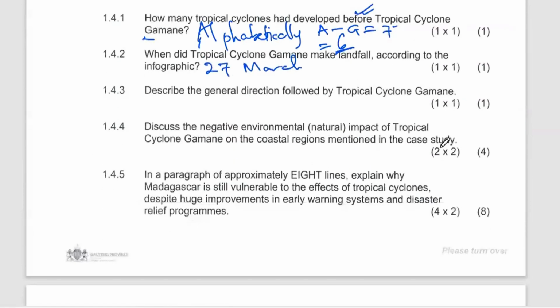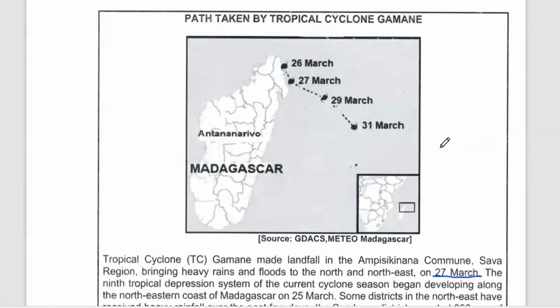Right. Describe the general direction followed by tropical cyclone Khamani. We want to go to the infographic and check on the general direction. We are seeing on 26 March, it was somewhere here. On the 27th, 29th, and on the 31st, it was going in that direction. So if we try to analyze that movement, how is it moving? We can justify that this is basically a north-westerly start, and it was going towards the south-easterly direction. That is basically the movement direction. It was coming from the northwest, drifting south-easterly.